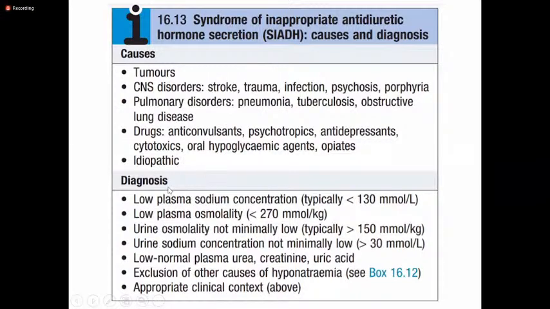How would you make a diagnosis of SIAD? You need a low plasma sodium concentration, typically less than 130. The osmolality, as you've seen, will be low. The urine osmolality will not be minimally low, typically above 150. The urine sodium concentration may not necessarily be low. Maybe the things that we are able to do readily in our setup: you can do a plasma urea, creatinine, uric acid, which may be low or normal. Then, of course, you'll have to rule out other causes of hyponatremia.